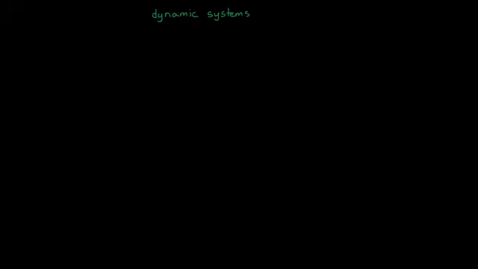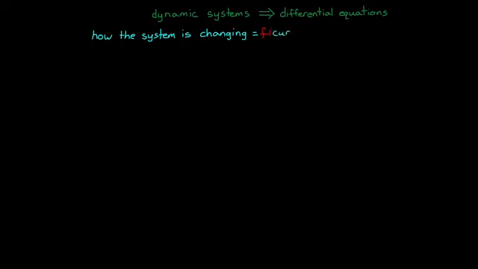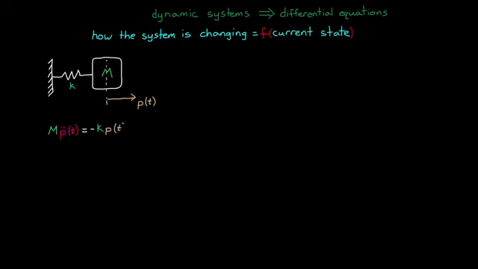I think an interesting thing about dynamic systems is that they can be represented by ordinary differential equations. This is because they have this property that how the system is changing at any given time is a function of its current state. If we zip through the derivation for a spring mass system real quick, you can see we end up with a differential equation. Now, the way that the system is changing, acceleration, is a function of the current state, position.